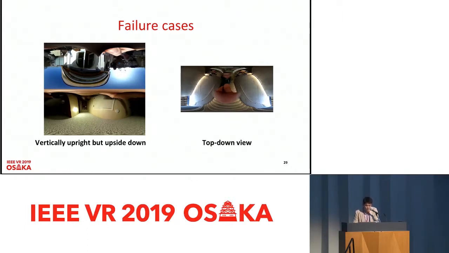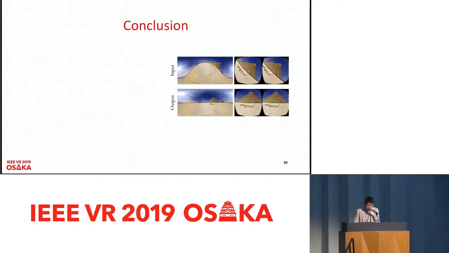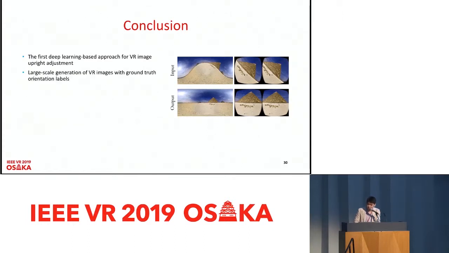In the future, it will be interesting to train a neural network that can handle these types of scenes as well. In conclusion, as far as we know, our approach is the first deep learning-based approach for VR image upright adjustment. It is robust to different rotation types, upside down, cameras, and scenes. We also found a way to create a large-scale dataset for training VR images with ground truth orientation labels, if we have the upright images.